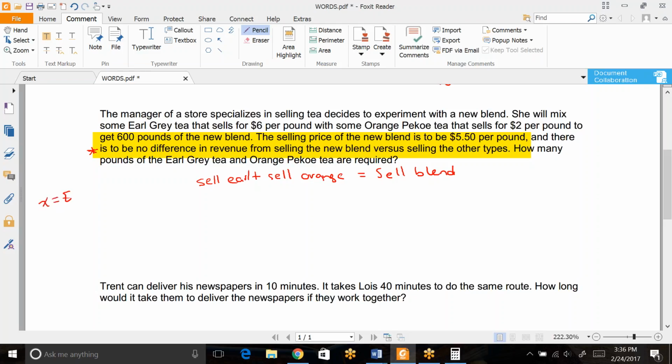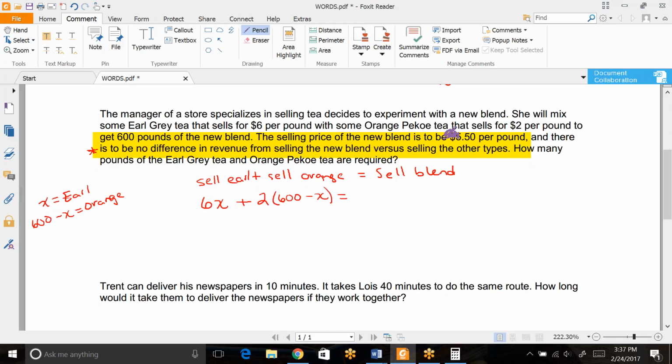I don't know how many pounds of the Earl Grey I'm going to put into the blend. So then we have 600 pounds for our desired final product. So 600 minus X could be how much orange tea we put into the mix. Okay, so selling the Earl by itself would be $6 times the number of pounds of Earl. Selling the orange by itself would be $2 times how many orange pounds we're going to put into the blend.